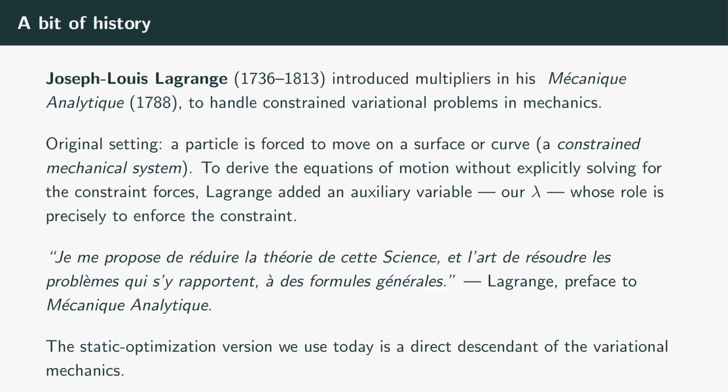Lagrange's brilliant move was to introduce auxiliary variables, his original multipliers, whose role is precisely to enforce the constraint. The constraint force is then lambda times the constraint gradient directly. This same algebraic trick, lifted out of dynamics and applied to static optimization, is what we use today. The preface to Mécanique analytique famously declares, "I propose to reduce the theory of this science and the art of solving the problems related to it to general formulas." And he meant it. The book contains no figures. Pure formulas, a complete unification of mechanics, and a lambda that has been quietly shaping optimization, mechanics, and economics for over 2 centuries.